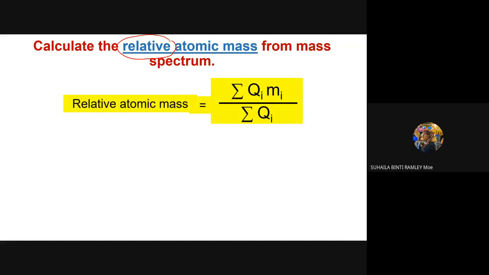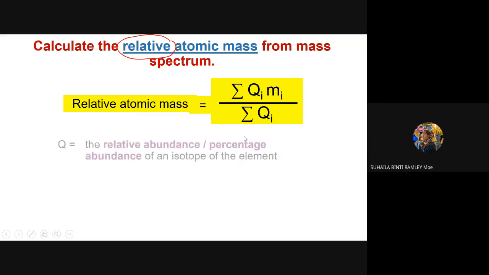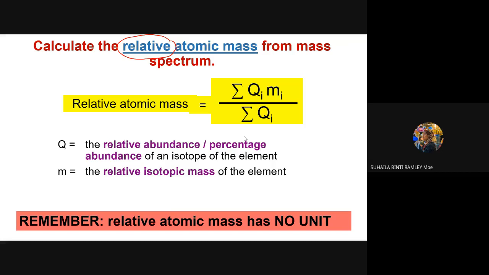Actually, the formula is the same as average atomic mass, summation of k m over k. Okay, but here we have no unit. So in the calculation of relative atomic mass, we start with this formula, which we write as average atomic mass. Then we have another step: we calculate relative atomic mass to cancel out the unit.